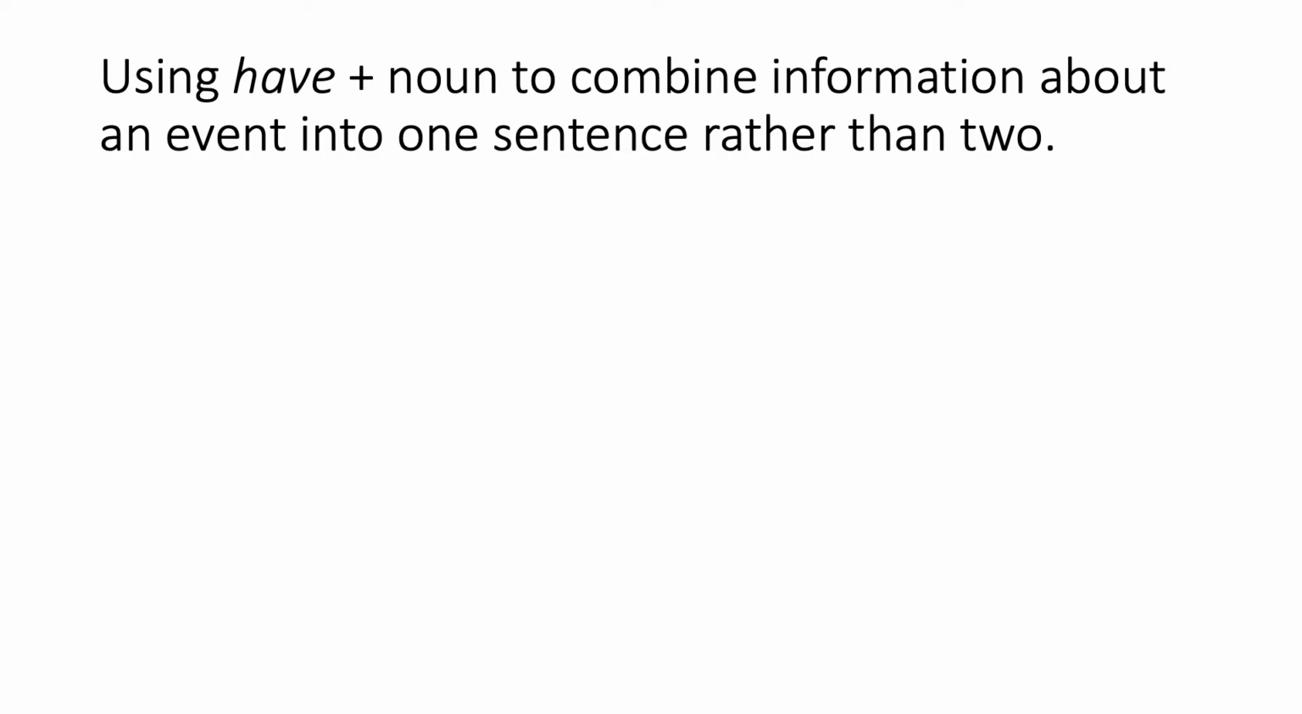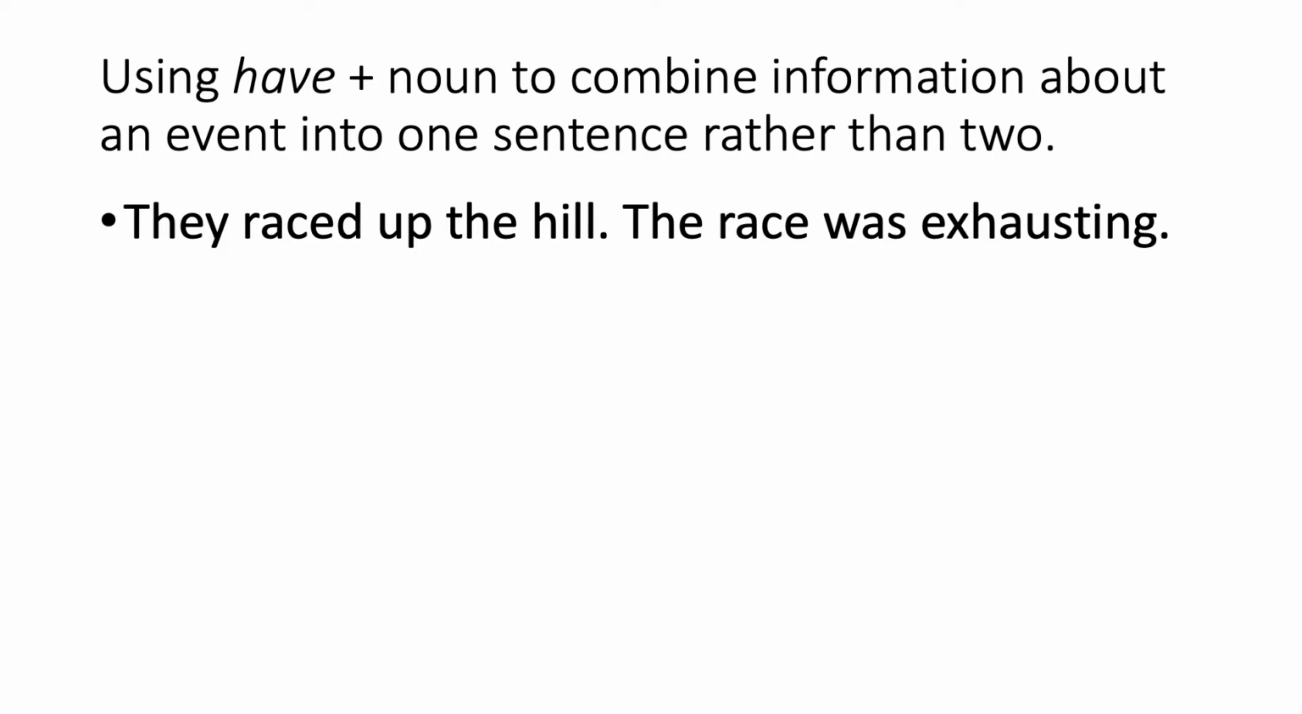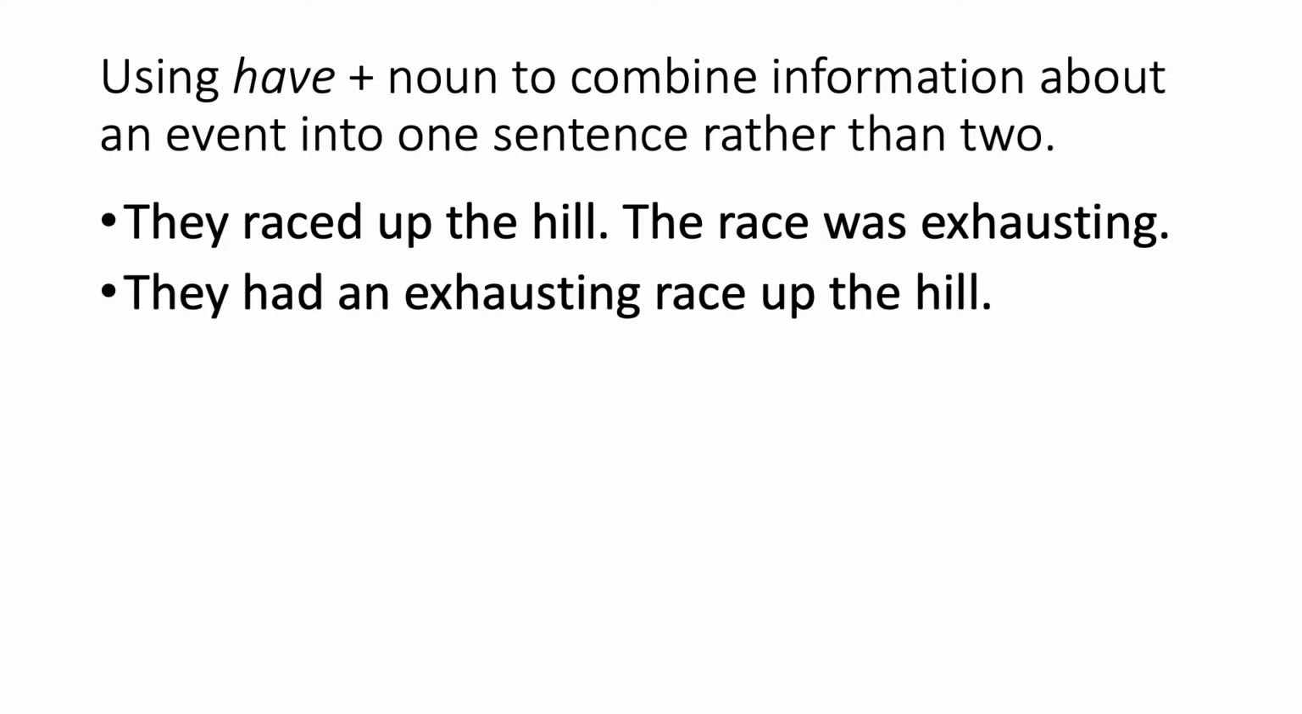We use have plus a noun to combine information about an event into one sentence rather than two. Let's look at an example. They raced up the hill. The race was exhausting. They had an exhausting race up the hill.